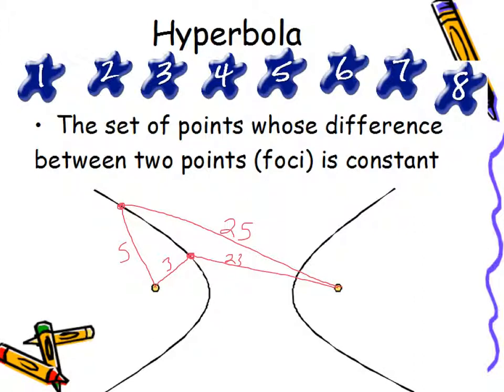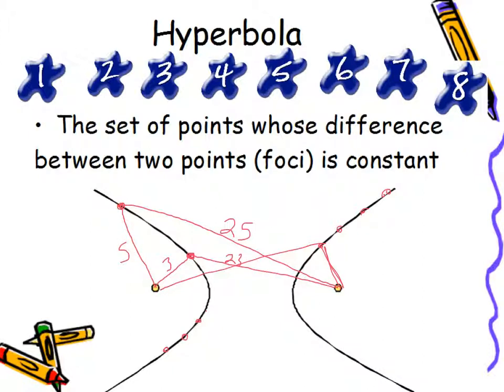So every point on the hyperbola would do that. And then you could come over here to this side and it would do the same thing. It's just that this would be your short distance, this would be your longer distance. So that's how the hyperbola is created.